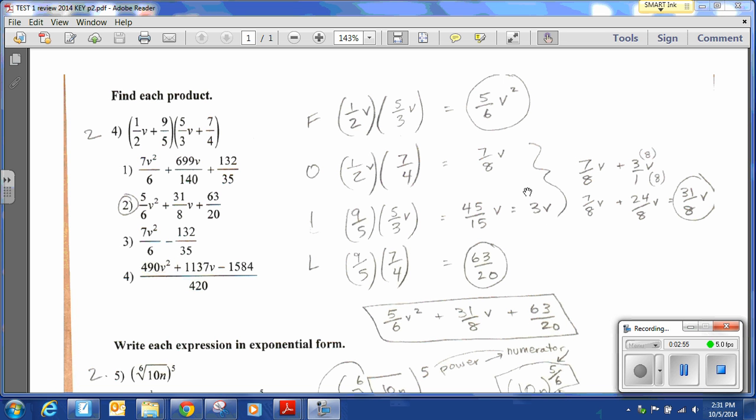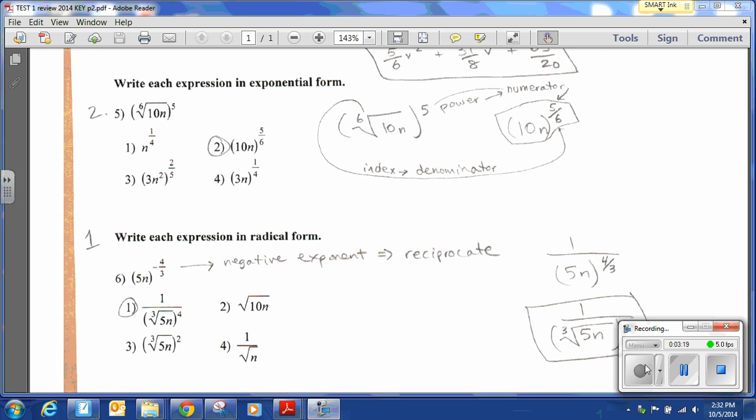Save this. Well, actually, we'll do it now. This is like terms, so we can combine these together. We need to have a common denominator of 8. So we end up with 7v plus 24, which gives us 31v over the denominator of 8. Lastly, we have 9 times 7 is 63, 5 times 4 is 20. Our final answer is here.